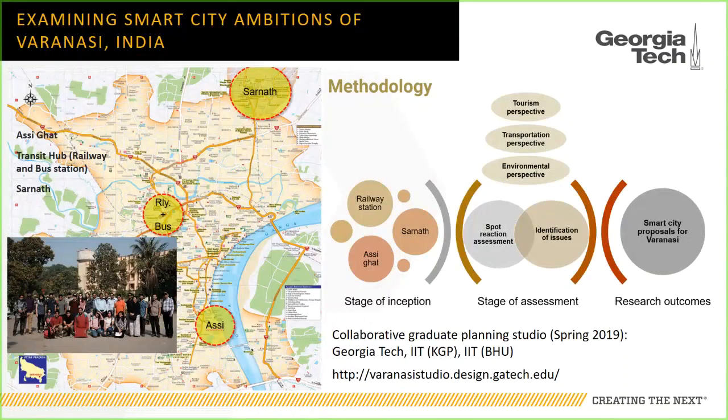And so our study looked at these three areas from three different perspectives: a tourism perspective, a transportation perspective, and an environment perspective. We did field investigation for all three areas from all three perspectives during the week that we were there, and inventoried and documented the issues that we saw. We talked to people in the field, business owners, and visitors, to get a true sense of where the city is at this time and what people think about the smart city ambitions of the city.